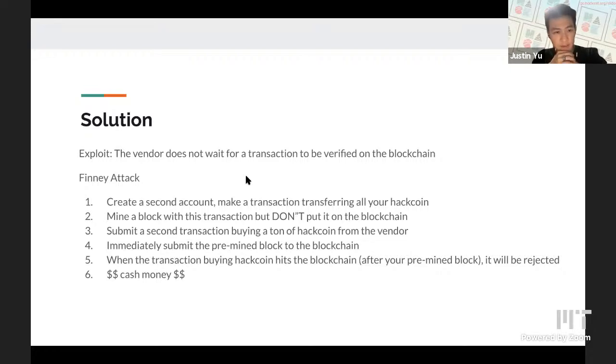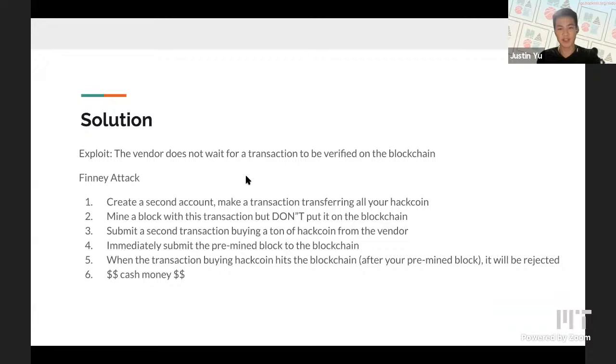So how you conduct Affinity Attack is you have to create a second account. In this case, you just have to make a new public and private key. And this second account is what you'll use to transfer your HackCoin to. So you first create a transaction transferring all of your HackCoin to this dummy account. And then you mine a block with this transaction in it, but you don't put it on the blockchain yet. So you just hold this block ready. So you're basically ready to immediately send all your money away to this dummy account.